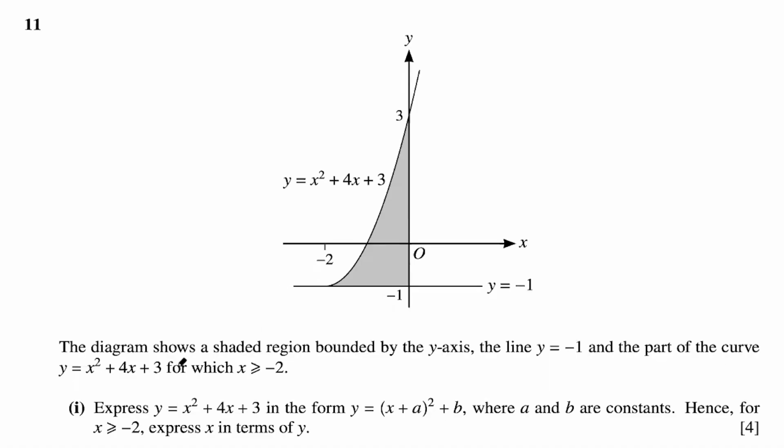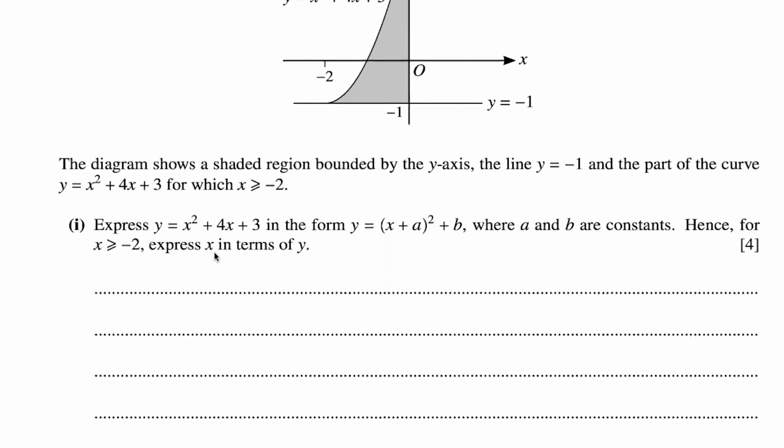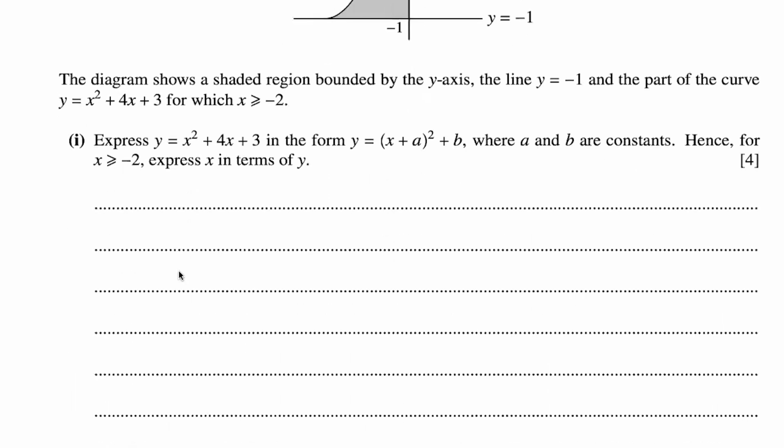Question 11, we have a diagram which shows the shaded region bounded by the y-axis, the line y equals 1, and the curve y equals x squared plus 4x plus 3. We have to express the equation in the form y equals (x plus a) whole squared plus b.